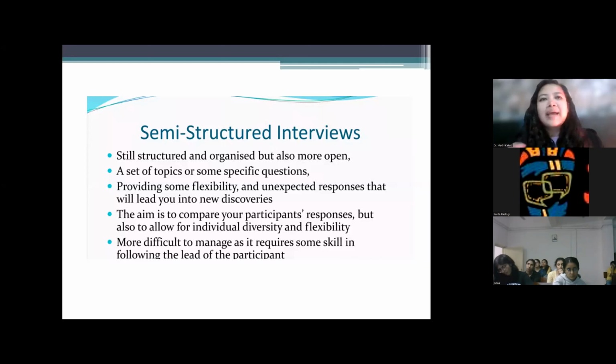The aim is to find out about them within the community, through the participants' responses, but also to allow for individual diversity and flexibility. Because we have to remember that even though we are looking at language which is used by a community, language is also used by individuals. There are ideologies, there are social languages, and many languages manifest in people, because they will speak to an informant.